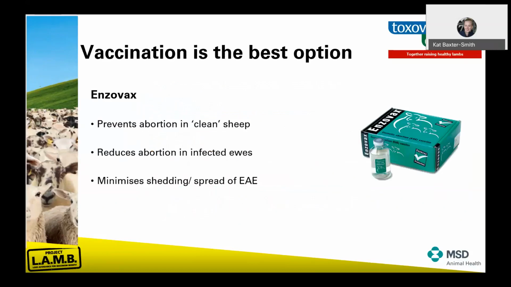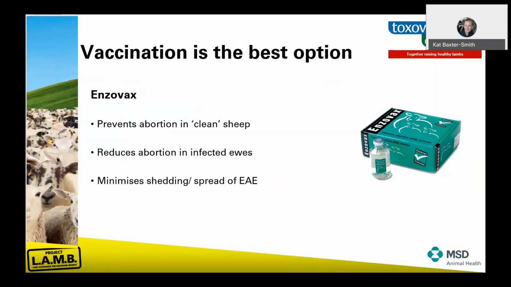Yes, so I think fine, use antibiotics if you have it in one year and you need to stop abortions in that period, but then going forward, a flock with an enzootic abortion problem needs to start vaccinating. This is the only justifiable means of control. So Enzovax is the vaccine we make. It prevents abortion in clean sheep, as in ones that have never been infected and are not latent carriers. If they are latent carriers, it's licensed to reduce abortion and reduce shedding.